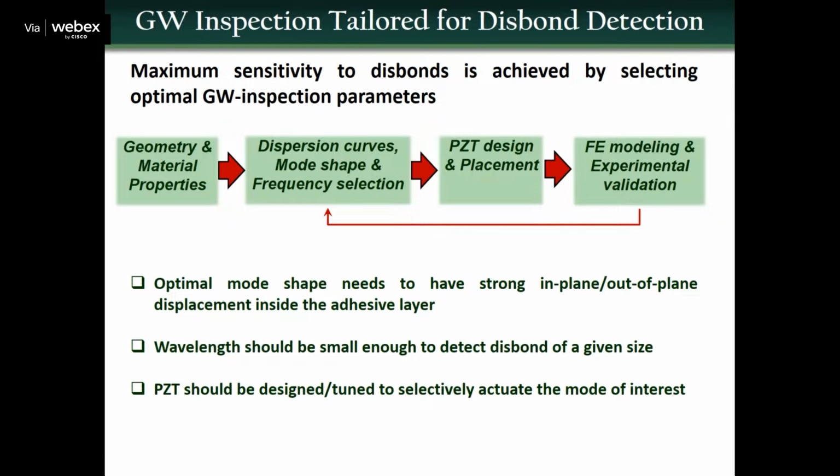So the optimal mode shape needs to have both in-plane and out-of-plane displacements inside the adhesive layer. That guides us to select the modes, and the wavelength should be small enough to detect the given size defect, because the resolution is determined by the wavelength or the actuating frequency here. And the PZT should be designed and tuned to selectively actuate the mode of interest. So this will also give us the guidance for the PZT design.